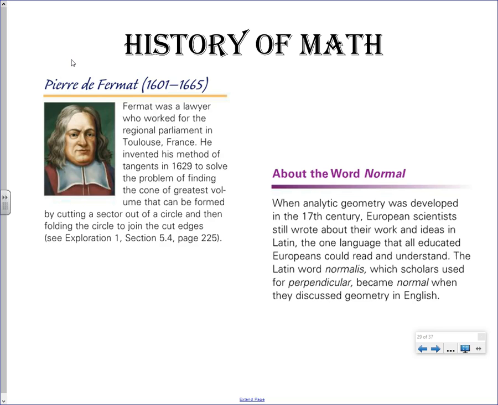Does anybody know who, someone in French, say his name? Pierre de Fermat. Sure. So, I'll just say Fermat. Fermat's last theorem, has anybody heard of it, one of the millennium problems? Anyway, look it up. He was a lawyer who worked for the regional parliament in Toulouse, France. He invented his method of tangents.